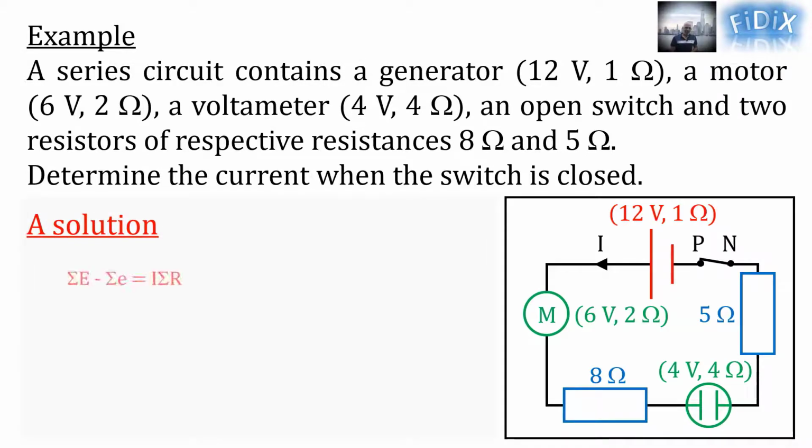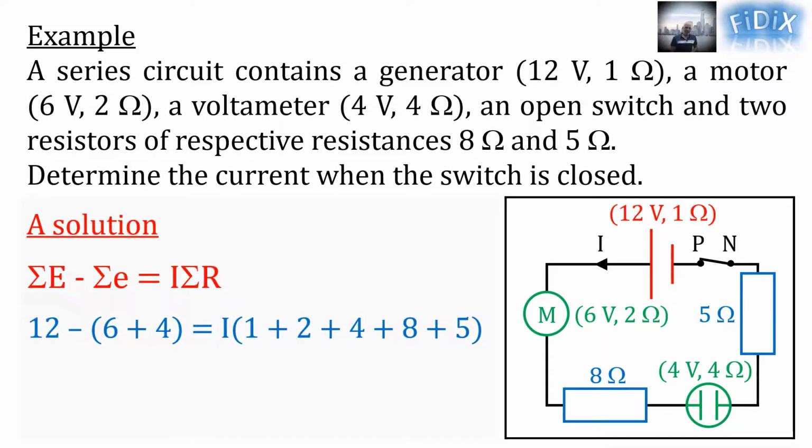To answer this question, we apply the already derived formula. We replace sigma EMF by 12 volts and sigma back EMF by 6 plus 4 volts and the resistances by their values. We get 2 equals 20I, thus I equals 2 over 20, which gives I equals 0.1 amp.